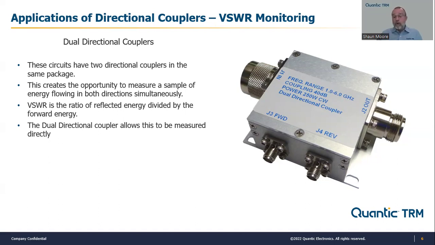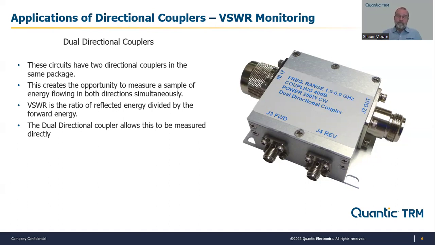This can be used in numerous applications, especially if you're trying to find a fault in your antenna system or something else on the line. You start seeing a high VSWR reflected back. You can then take measures to make sure that you don't damage your amplifier due to high VSWR.